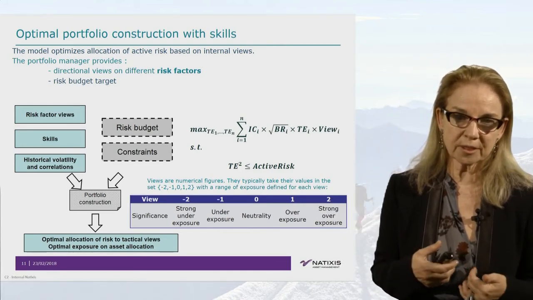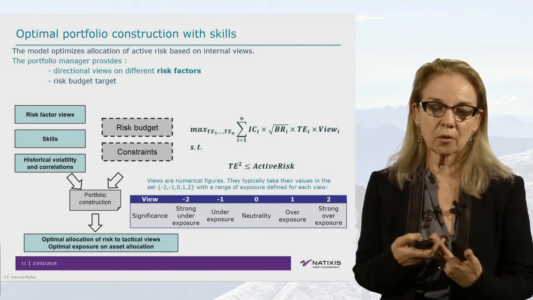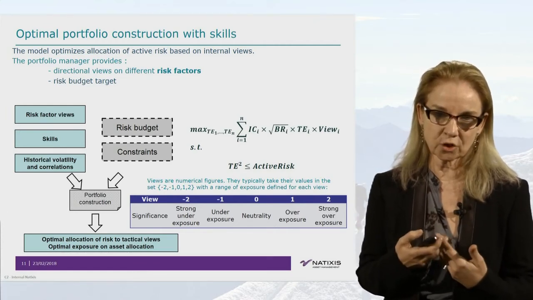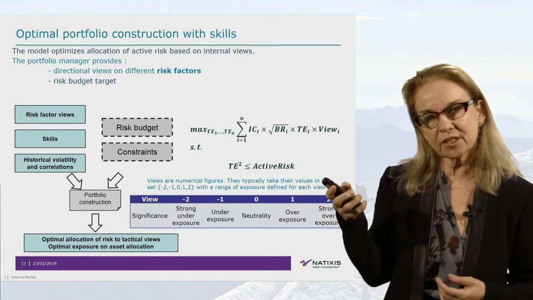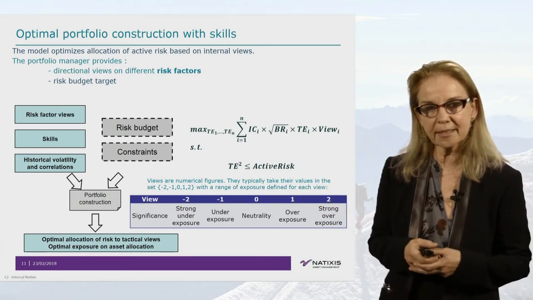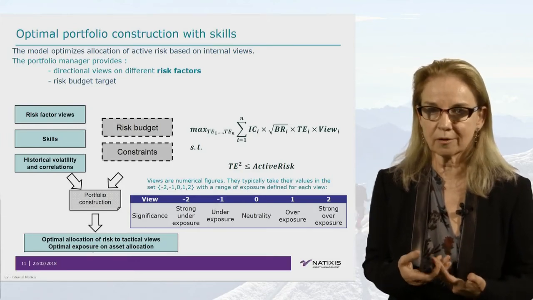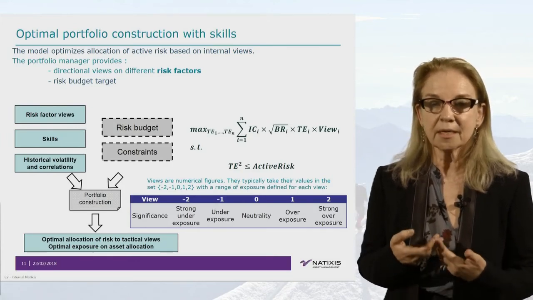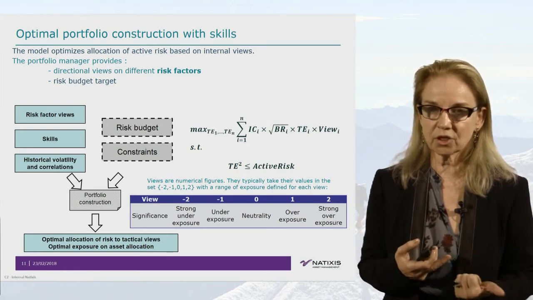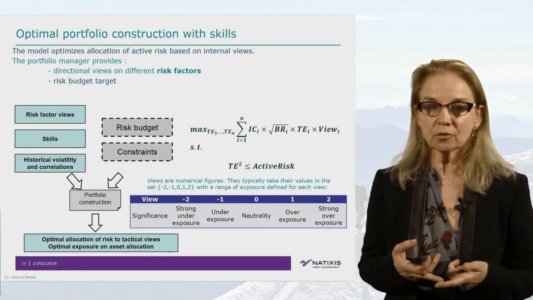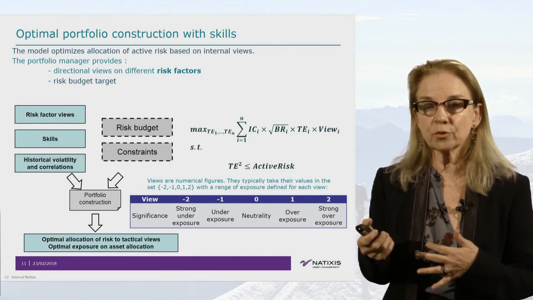So you will have an optimal allocation of risk with tactical views, and optimal exposure and asset allocation with tactical views and with the skills. You have the objective function on the right-hand side. As we can see, we maximize the sum of expected alphas, taking into account the information coefficient for each strategy, the breadth of each strategy, the tracking error of each strategy, and the view on each strategy.